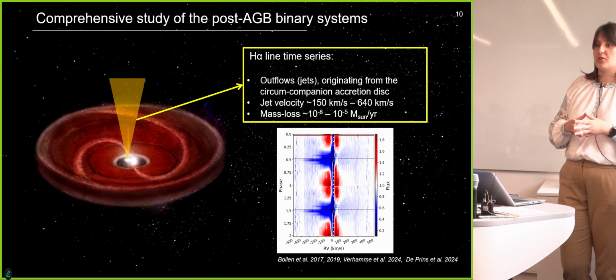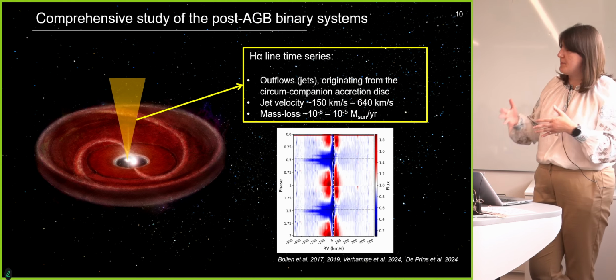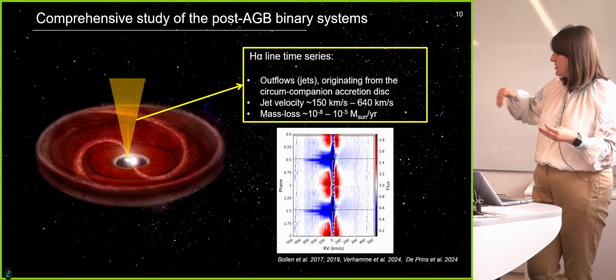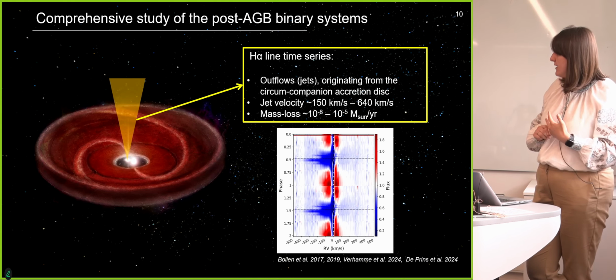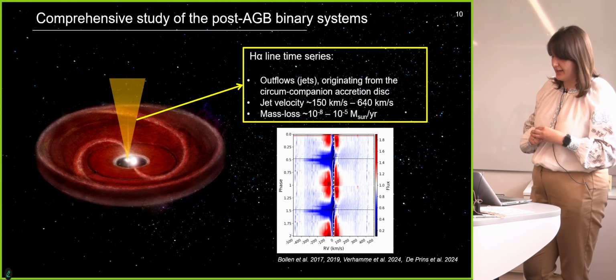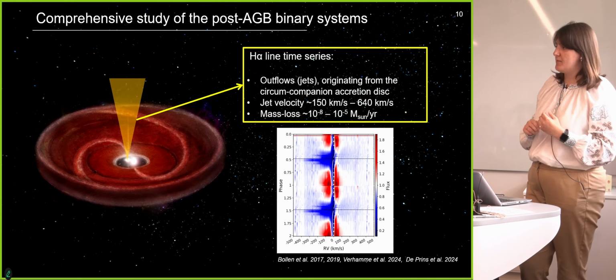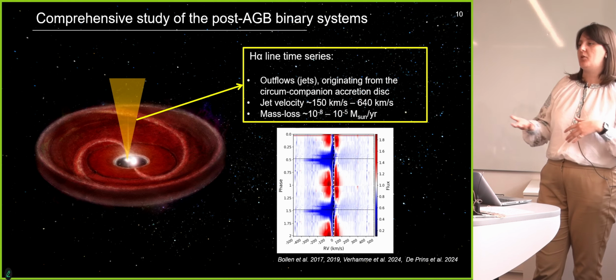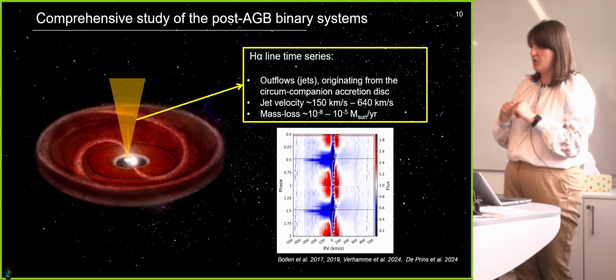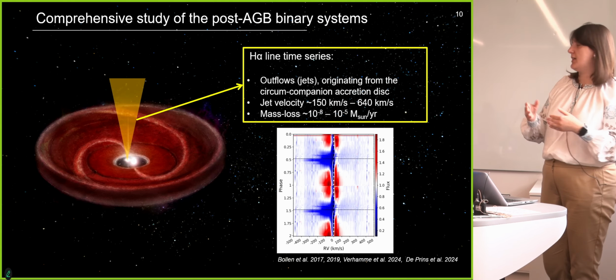Also, high-resolution spectroscopy time series showed that for several post-AGB stars, variable absorption features appear when you observe the system during the orbital period. So there is some change in the spectral absorption lines, for example, the H-alpha line. And when the companion appears behind the secondary star, the continuum photons from the primary are absorbed by hydrogen atoms in the outflows, or jets.